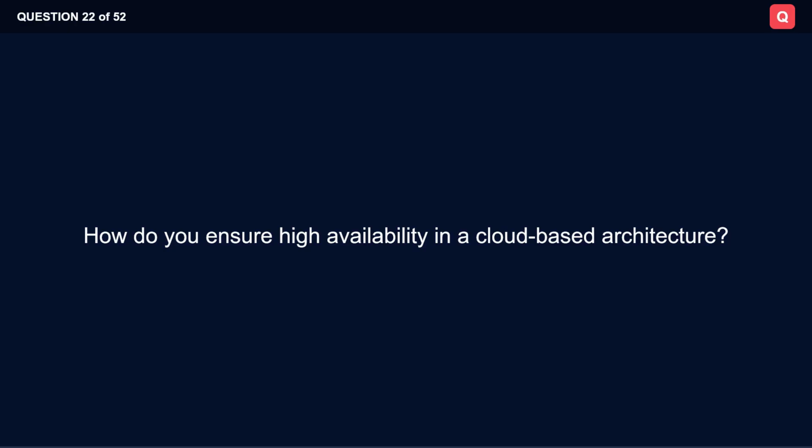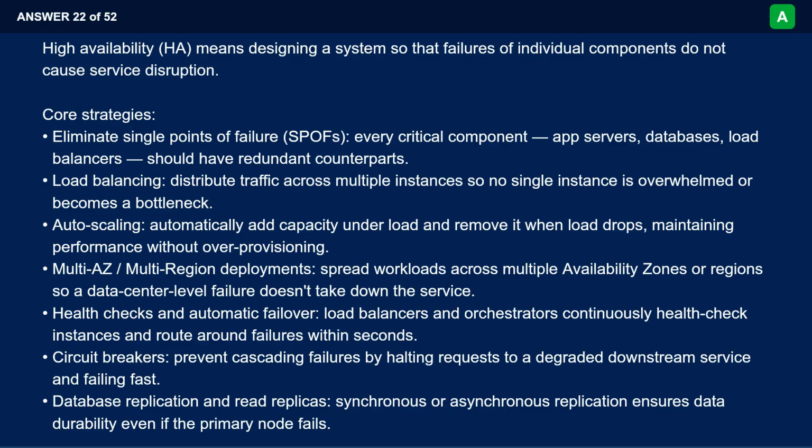How do you ensure high availability in a cloud-based architecture? High availability, HA, means designing a system so that failures of individual components do not cause service disruption. Core strategies. Eliminate single points of failure, SPOFs. Every critical component, app servers, databases, load balancers, should have redundant counterparts.